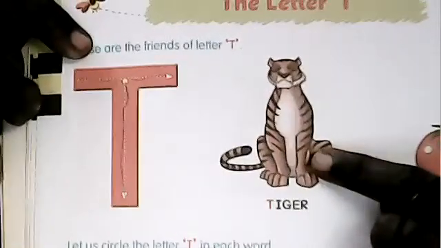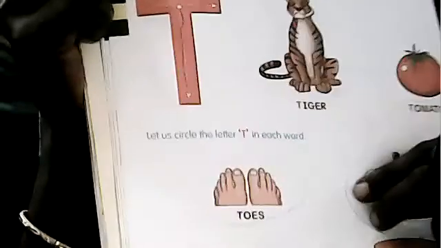Now next one, see here, this is letter T. T for tiger, T for tomato, T for toes, T for top, T for tortoise, T for table. Now you know to write these letters, and you know to see the picture and tell me what is this. Now what you should do is you should write, when I am telling you.